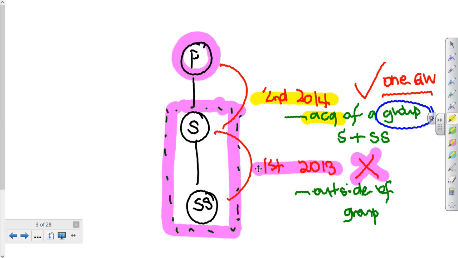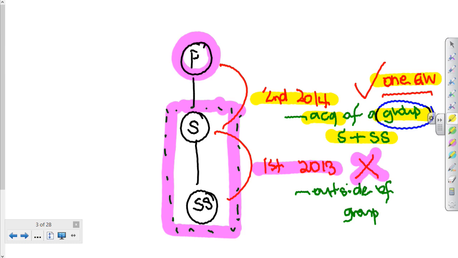In 2014, I acquired a group of companies. When I acquired S, I acquired S Group, which was made up of S and SS. So there is one acquisition transaction and one goodwill, which was when P acquired S Group, S and SS. It's very important that you are able to determine these dates correctly and determine which one you've got, because the calculations that you're going to do are different for each one.